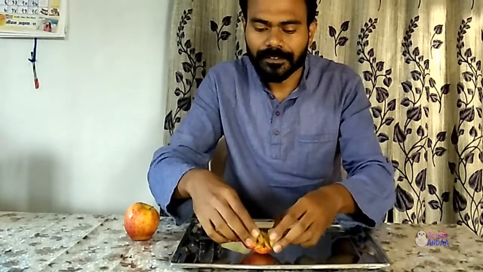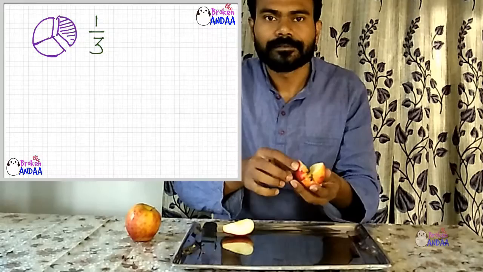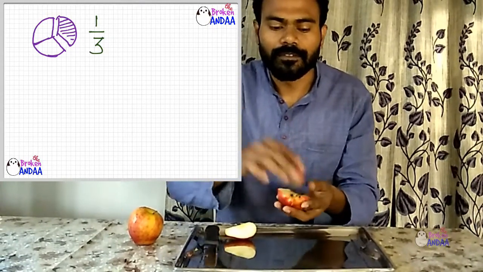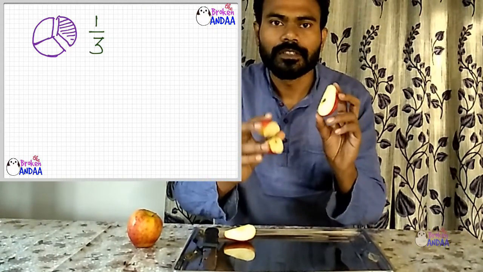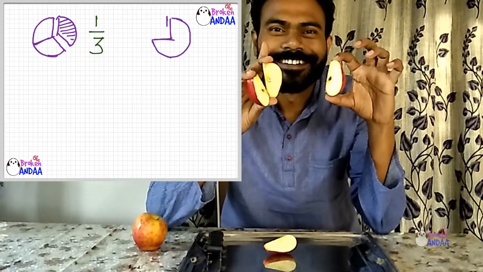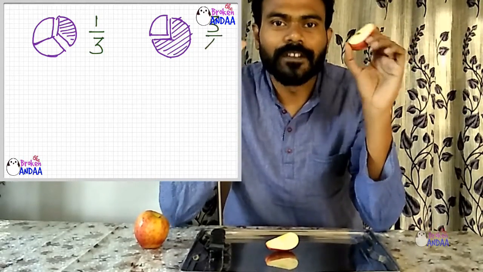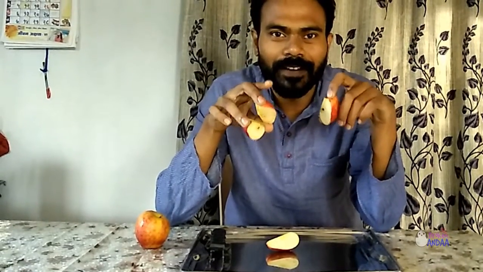Okay, now how much is this? 2 by 3. No, I have 1, 2. How much is this? 3 by 4. 3 by 4, right? Okay, so this is 3 by 4 because we have made 4 equal parts of one apple and we have selected 3 out of it only.